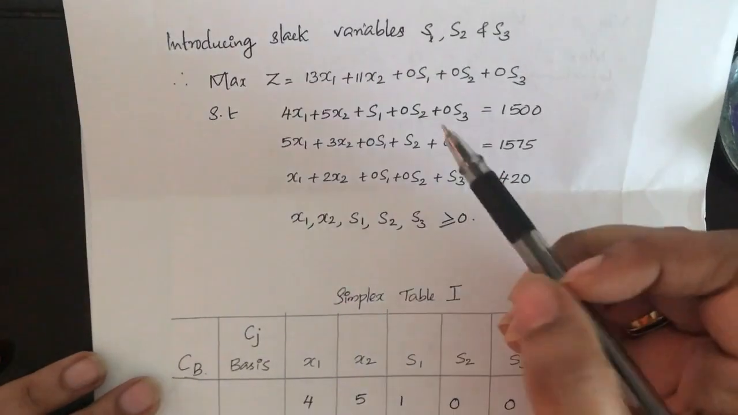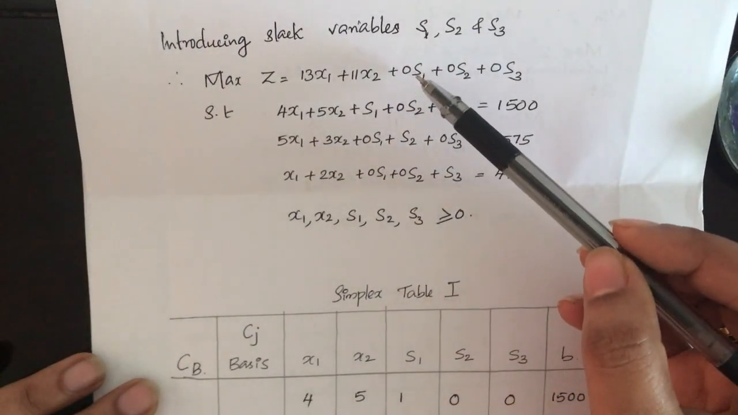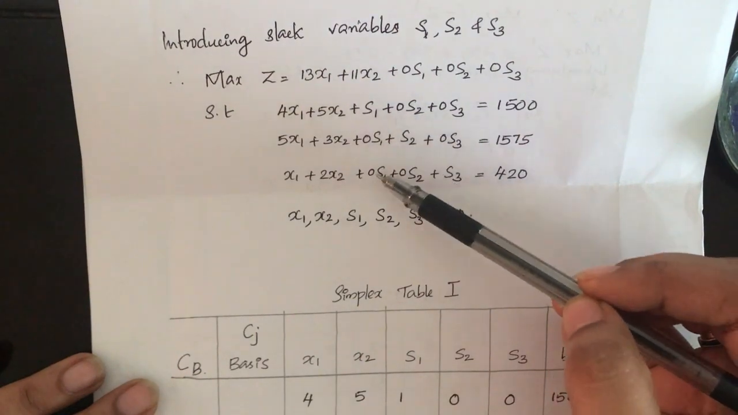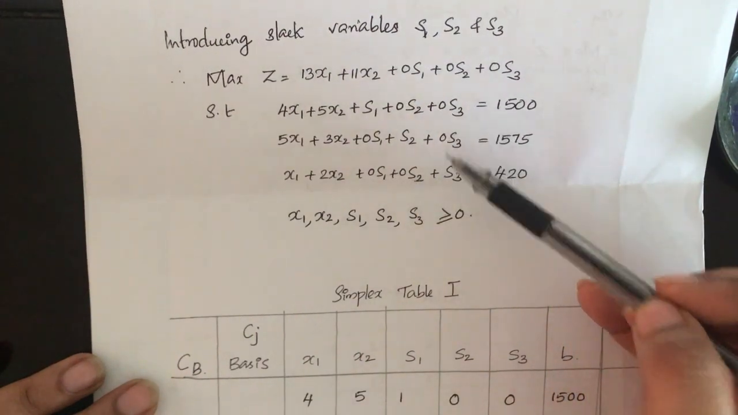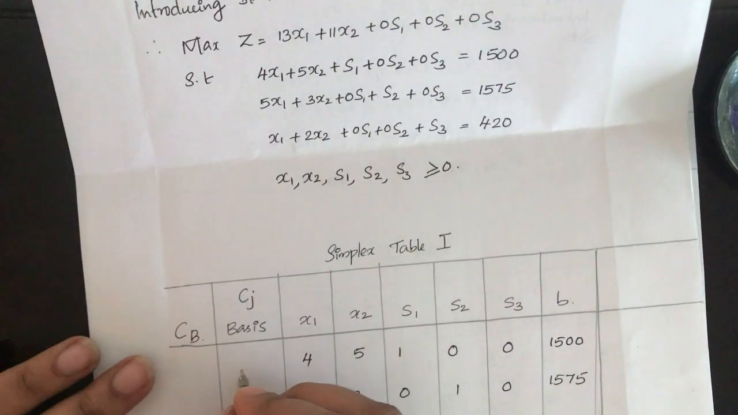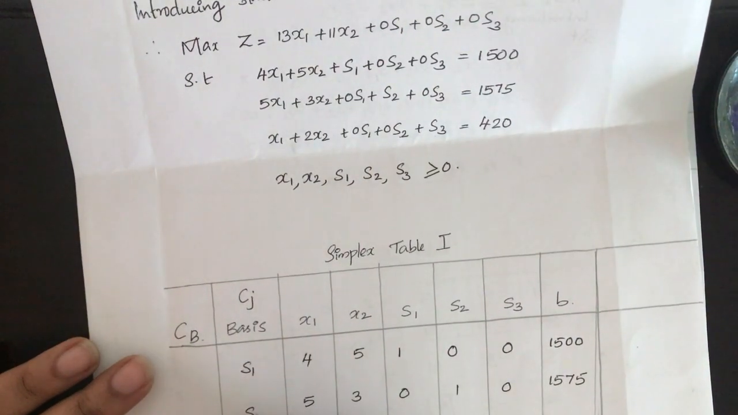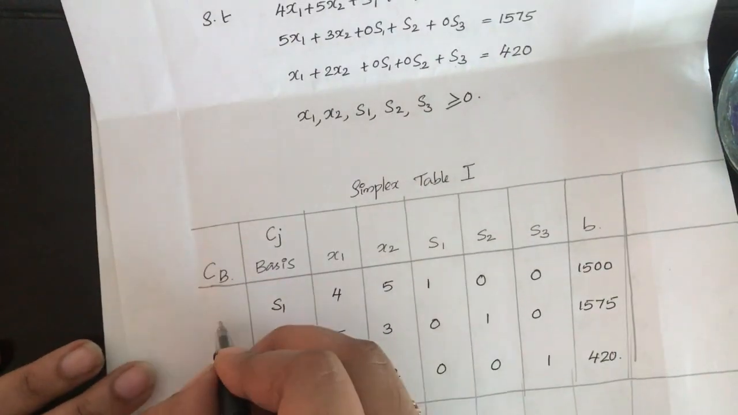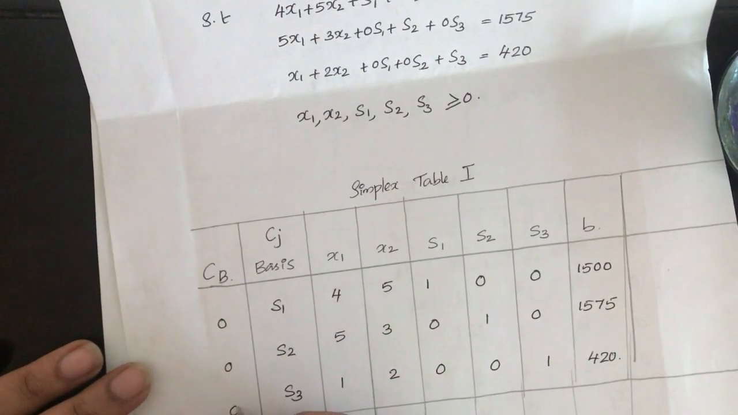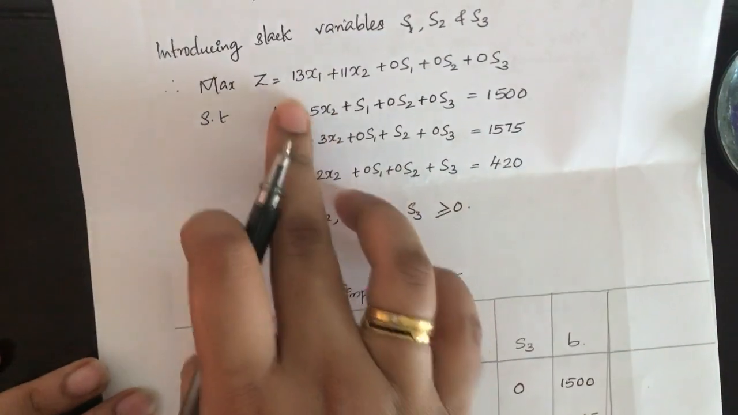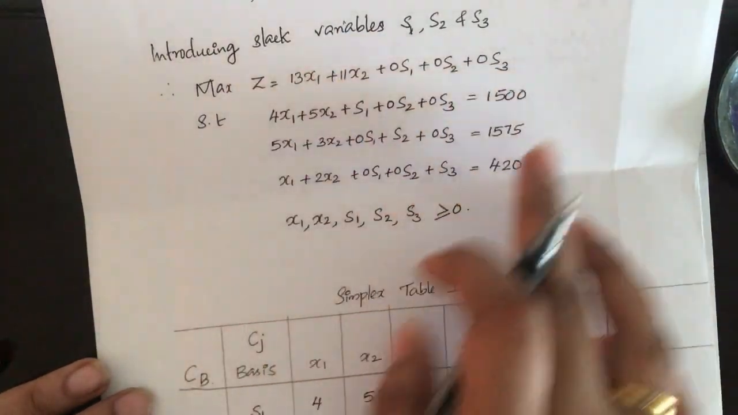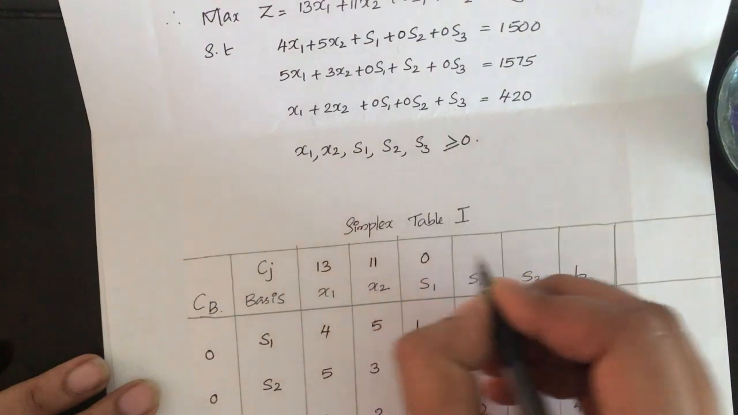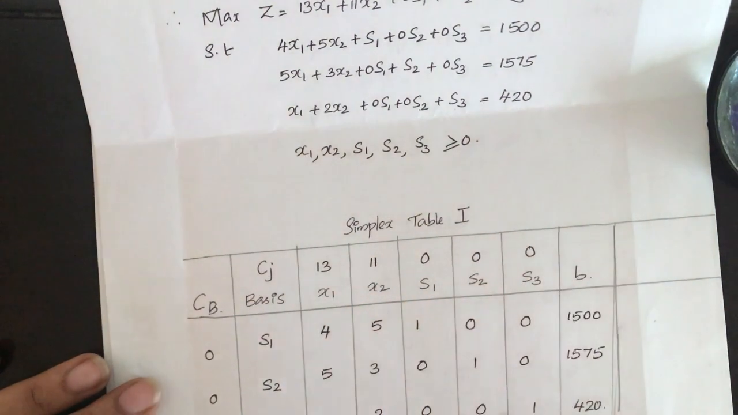Then what are the basic variables? Which variables have unit vectors: 1 0 0, 0 1 0, 0 0 1. So, base variables are s1, s2 and s3. Cost of basic variables are 0. Then Cj values we write from the maximization z function: 13, 11, 0, 0, 0.